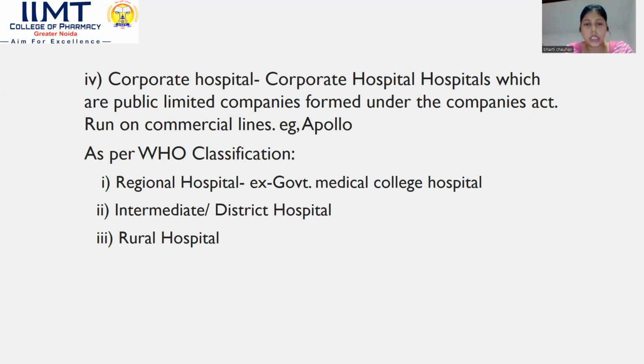As per the WHO classification, which is the main classification you have to study and write, it is divided into three parts. First, regional hospital, example, government medical college hospital. Second, intermediate or district hospital, the hospital which is present in a particular district will come under this classification. Third is rural hospital. A rural hospital, you can say, is a hospital which is present in a village. So it comes under this type of classification.